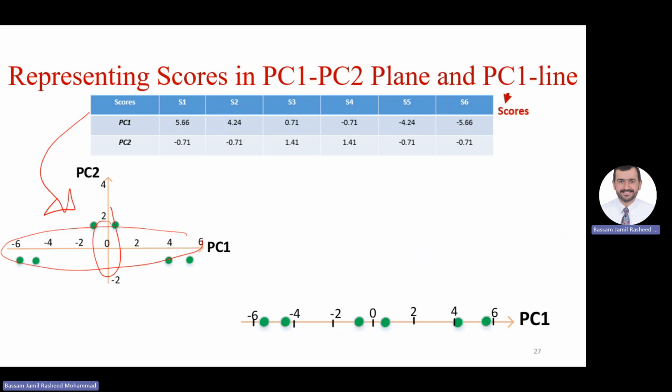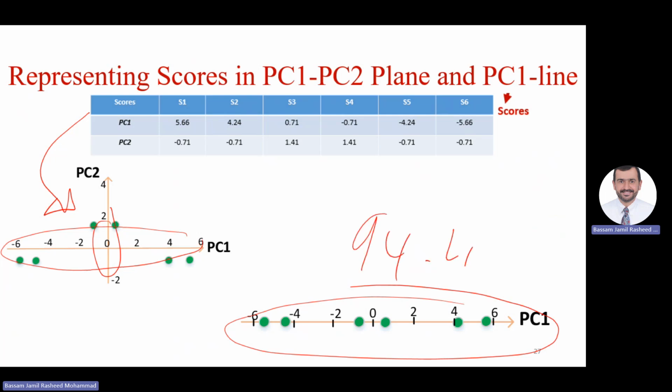Okay, if I just get rid of PC2, I can represent the data only using PC1, which is one feature. And in that case, I am accurate 94.4% of the time. Okay, and to highlight that accuracy, this is where we will look at the second example.